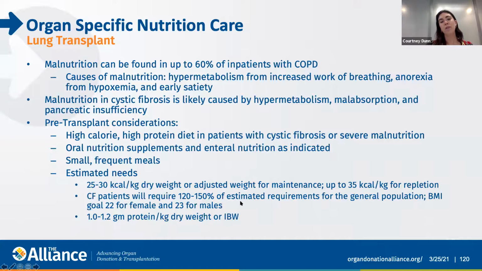For CF patients, just to keep in mind, their estimated needs are about 120 to 150% of the normal general population. So for assessing needs pre-transplant, if a patient needs to gain weight, I'll use anywhere upwards of 55 to 60 calories per kilo to help make sure they're getting adequate nutrition. And our BMI goal for those patients prior to transplant is aim for a BMI of 22 with females and 23 with males.